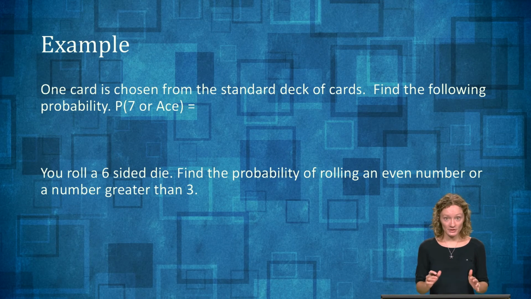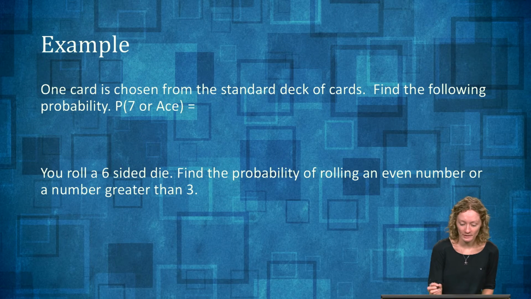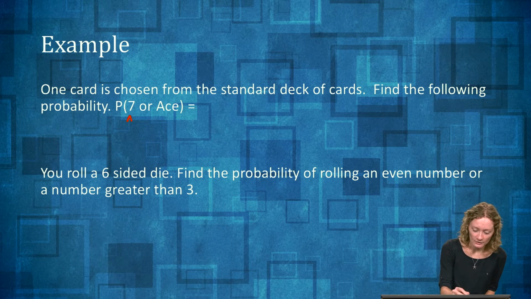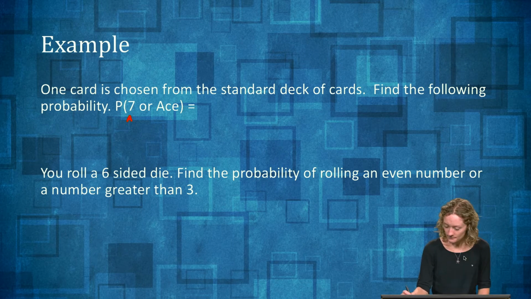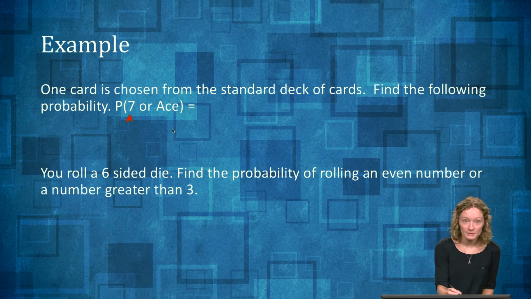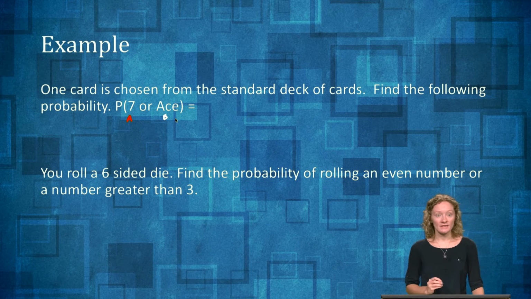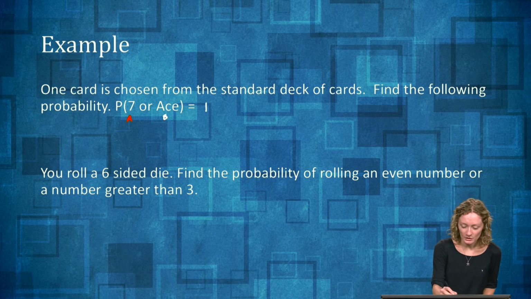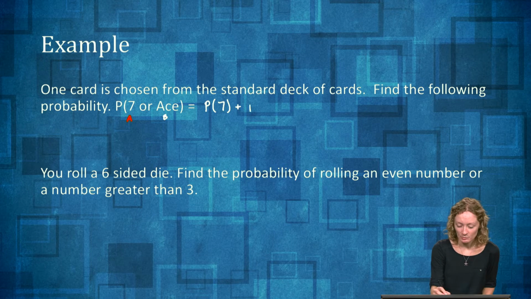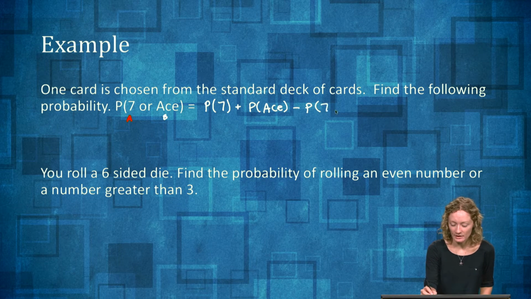So we can think about this two ways. The first is using the formula. We can think of the first piece, the 7, as your event A, and the second thing, the ace, as your event B. So the formula says we want the probability of choosing a 7 plus the probability of choosing an ace, and then we'll subtract out anytime it's a 7 and an ace.